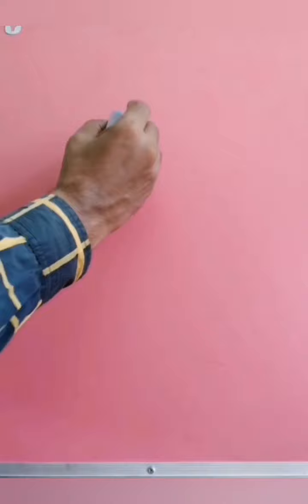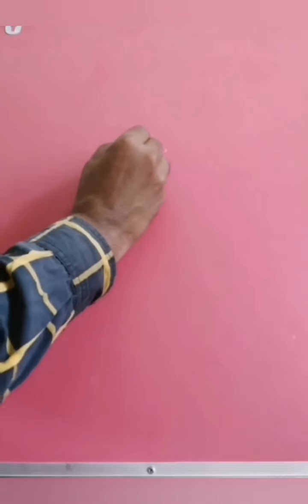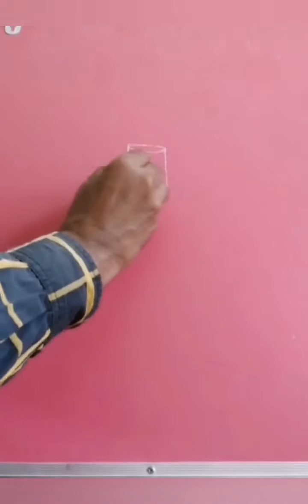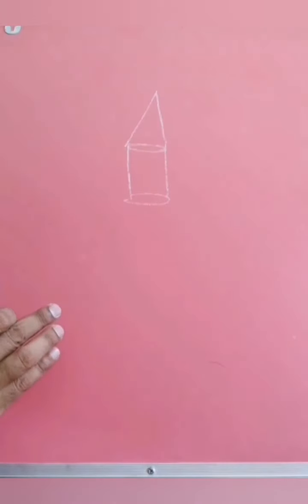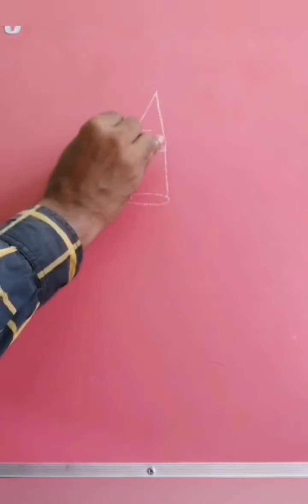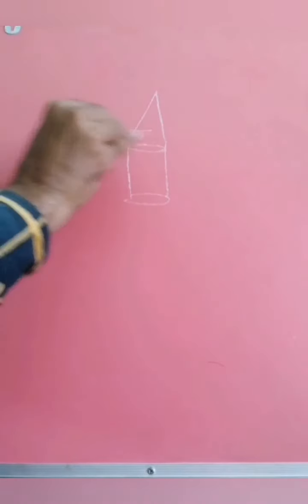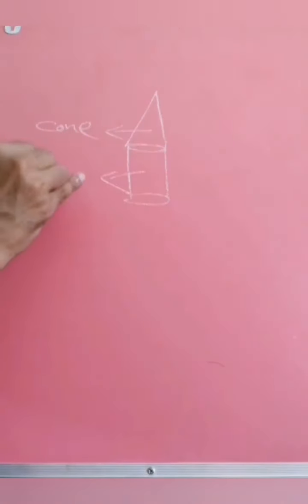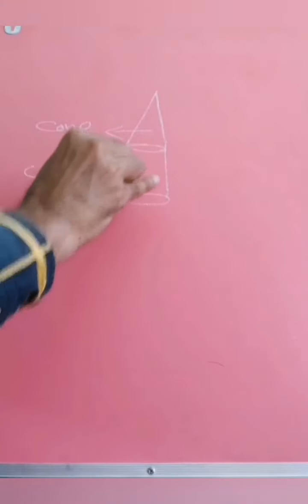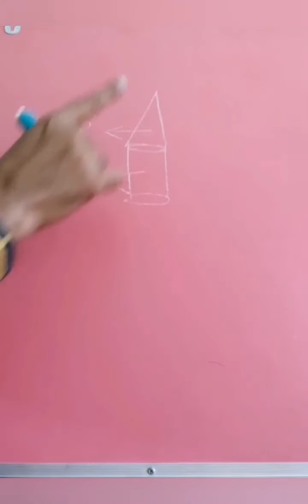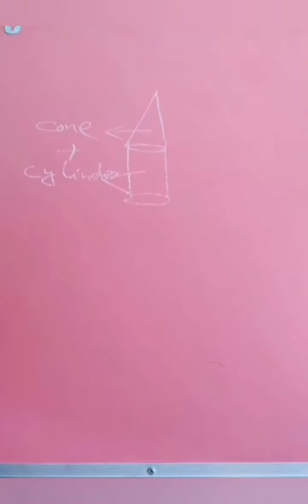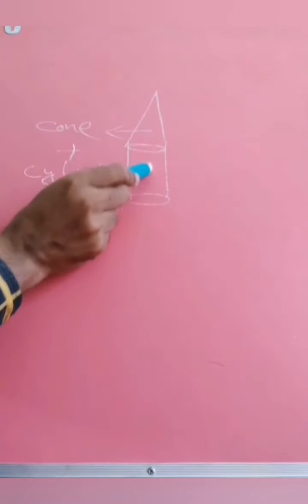Let us see a cylinder surmounted by a cone. Suppose you are going to find its volume. First find the volume of the cone and find the volume of the cylinder, and just add them. So that is the volume of the combined solid. But in the case of surface area, we have two faces only.